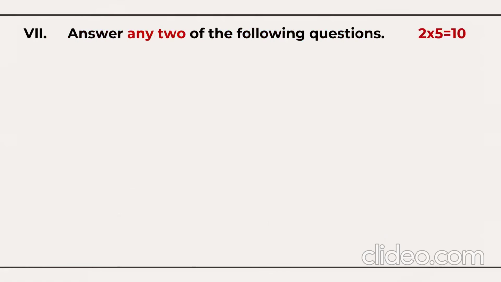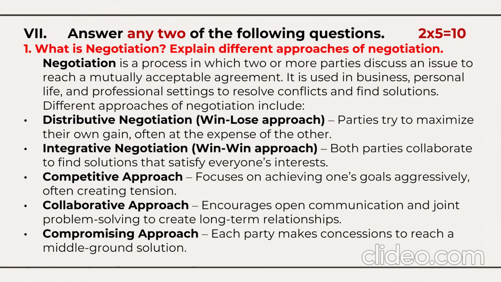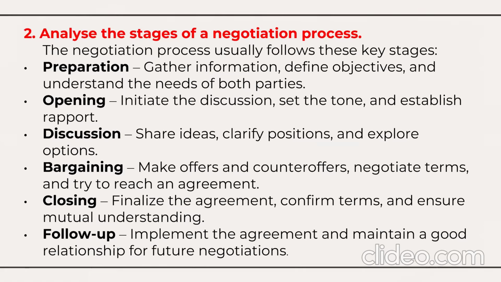Now, the last section of your question paper, corporate communication. Again, theory questions with reference to your textbook. What is negotiation and the different approaches of negotiation, right? Negotiation is a process in which two or more parties discuss an issue and mutually come to an agreement. So approaches: distributive, win-lose, win-win, competitive, collaborative, compromising. Second question you have here, analyze the stages of negotiation: preparation, opening, discussion, bargaining, closing, follow-up.